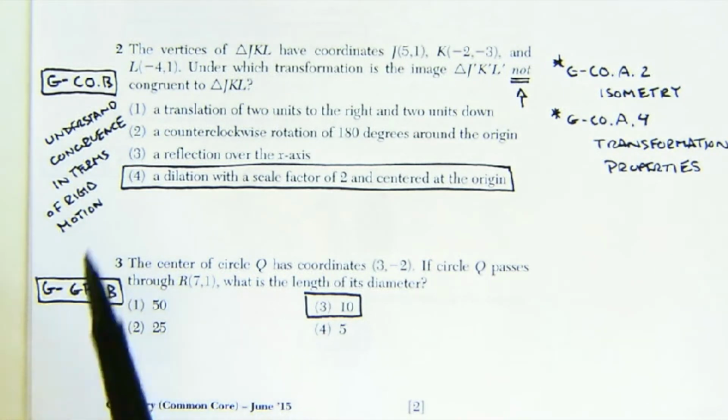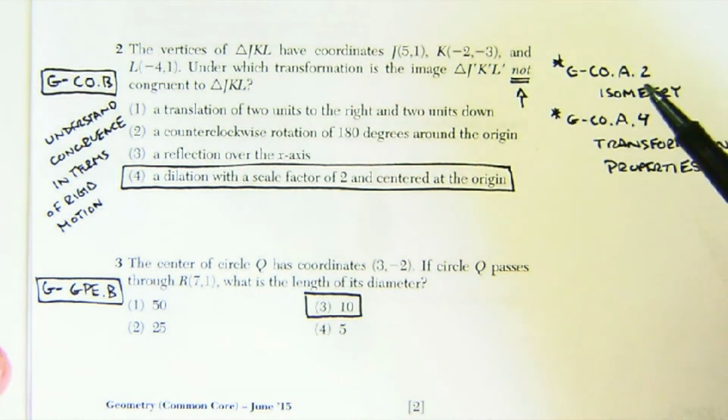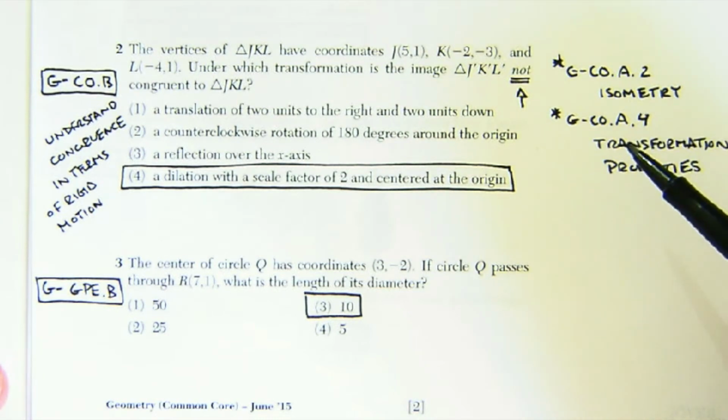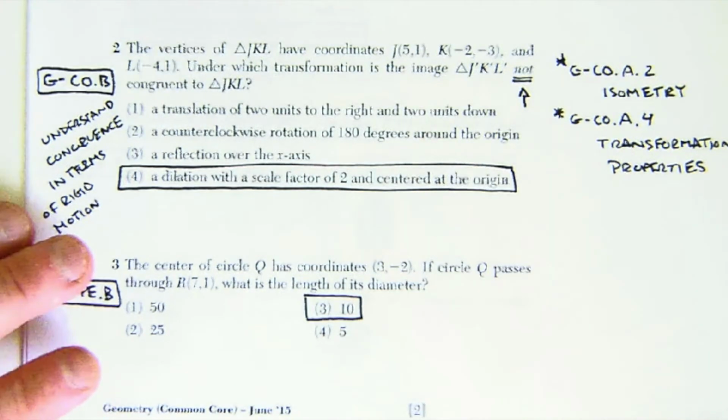This is really not a question about congruence. This is a question about isometries. In other words, the earlier objectives, GCOA2 and GCOA4, where we define those properties, is really at the heart of this question.